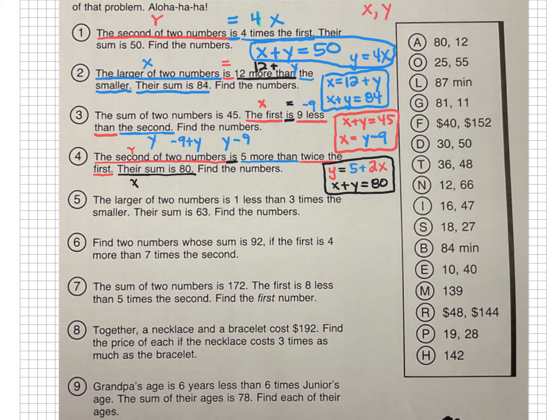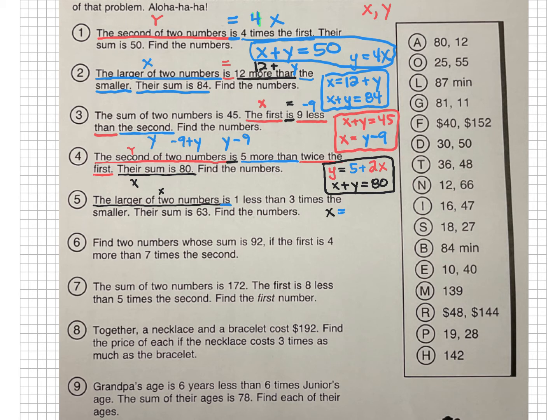For number 5, let's see. The larger of two numbers, I'll just call the larger of two numbers x. Usually I do that in my head. I call the first one or the bigger one x. So we have x. And then it says is, there's our equals, 1 less than. The less thans are weird. You can put minus 1 at the end.